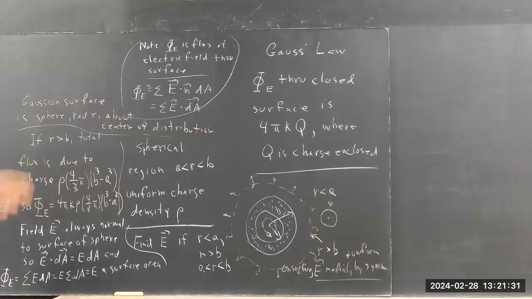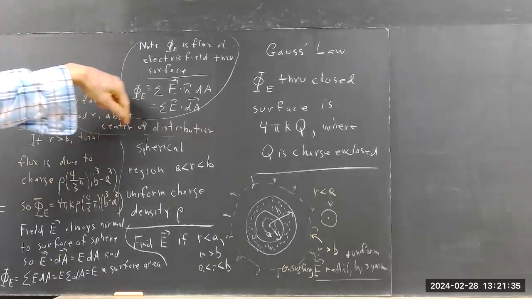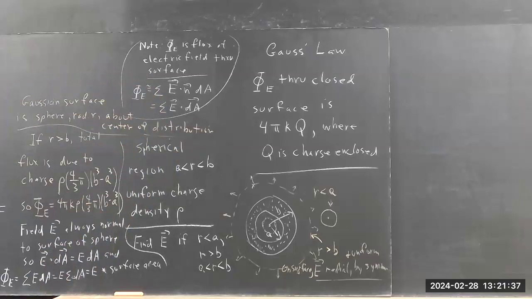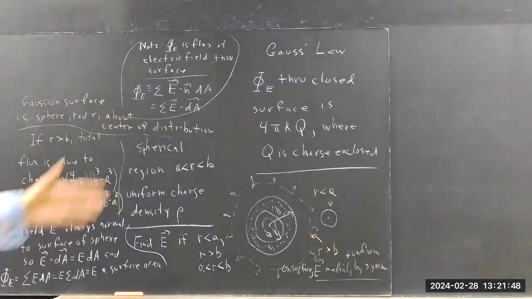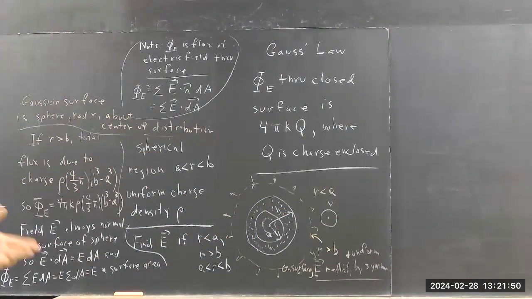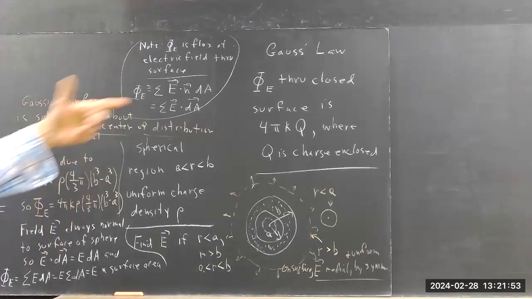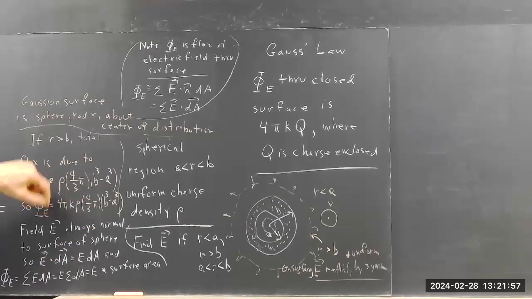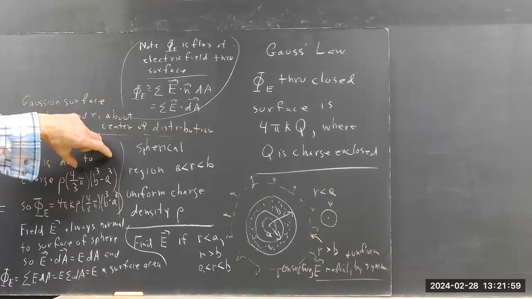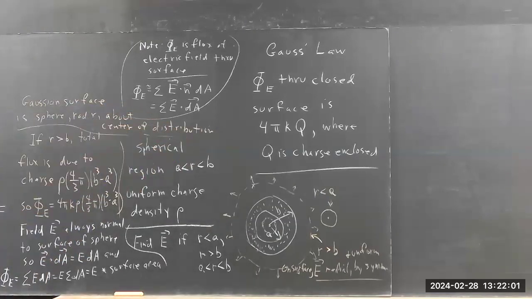There you go. Here's the Gaussian surface. The sphere of radius r about the center of the distribution. By the symmetry, the electric field has to be radial. If r is greater than b, then you've got all the charge enclosed within the surface. So you have flux 4 pi k Q. And we figured out what Q was. There's your charge. Just rho times the difference of the volumes of the two spheres.